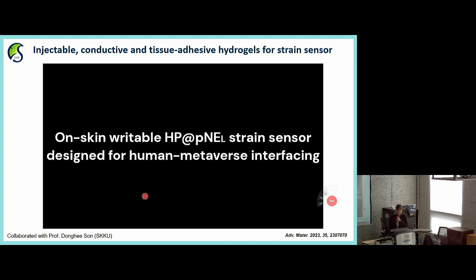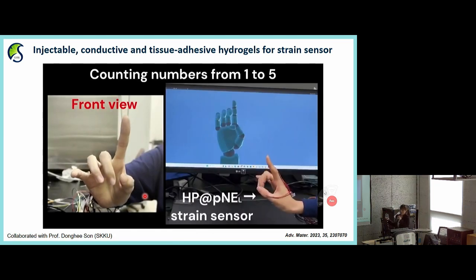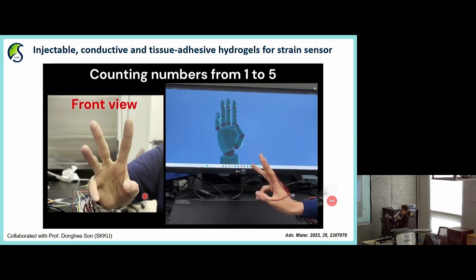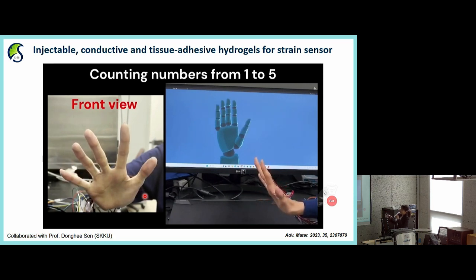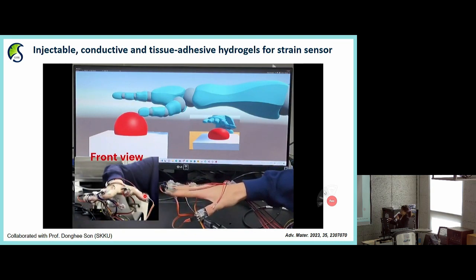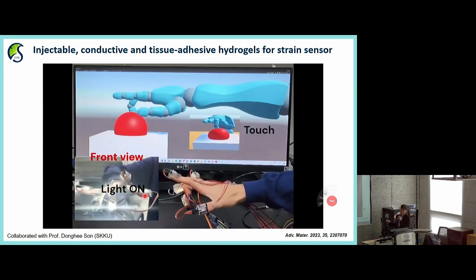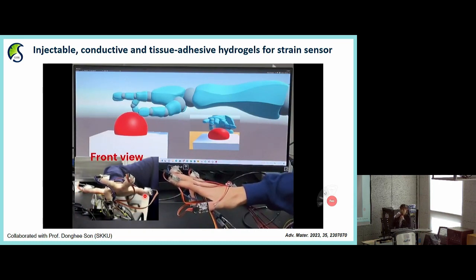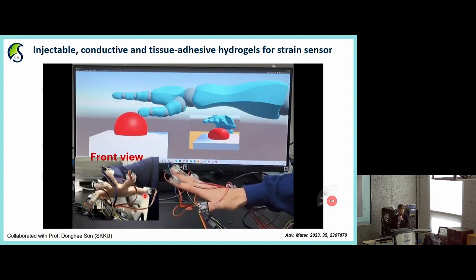We also checked this strain sensor capability for metaverse interfacing. So that's the same principle, but we can also use the hydrogel material for metaverse interfacing. So that is a kind of unique demonstration of the hydrogels as a strain sensor, I think.